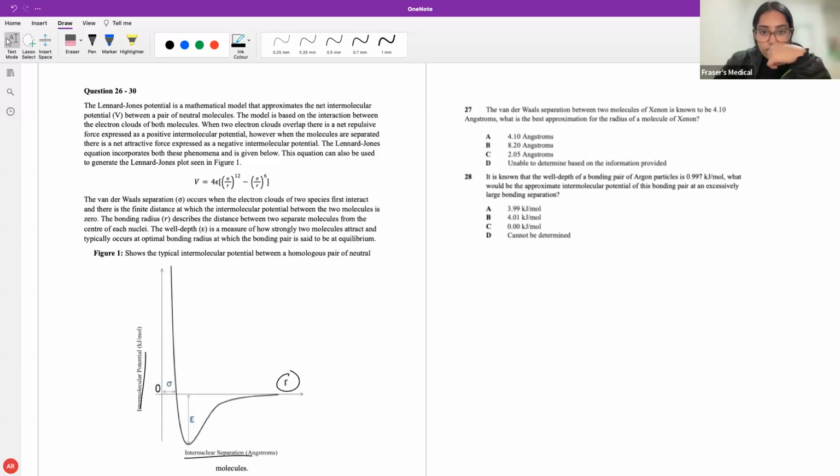So I'm going to share the results here. The majority of us are under the impression that we don't have enough information. Now, again, the way we go about it, try and break down the question. Okay, so we've got two molecules of xenon, and we know that the van der Waals separation between them is 4.80. Okay, what's the best approximation for the radius of a molecule of xenon?